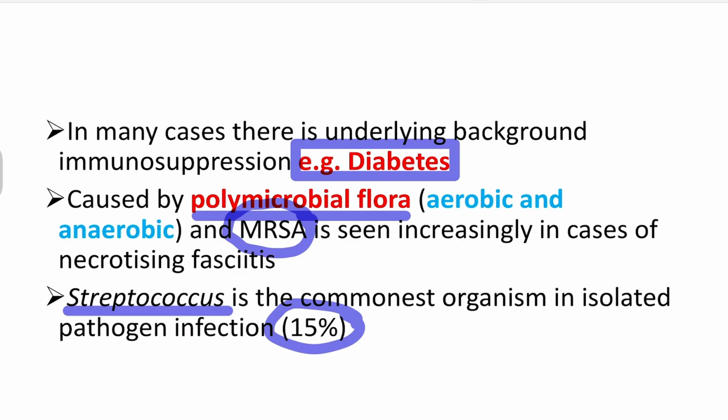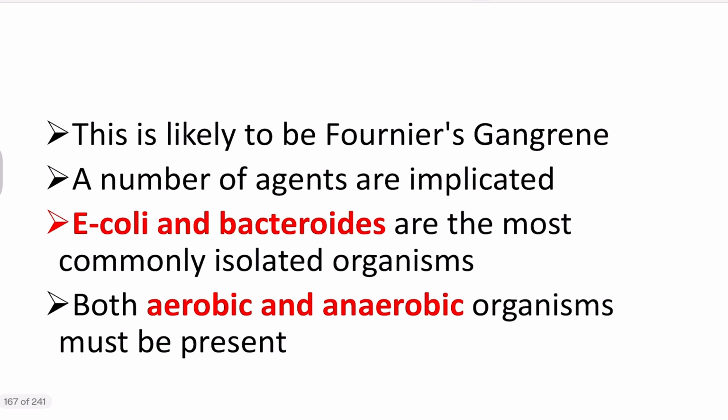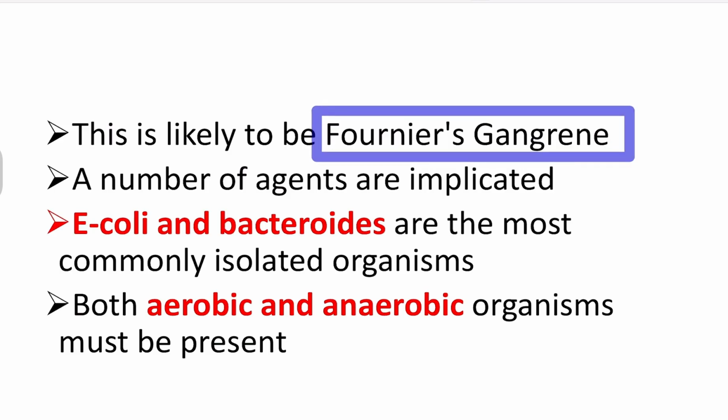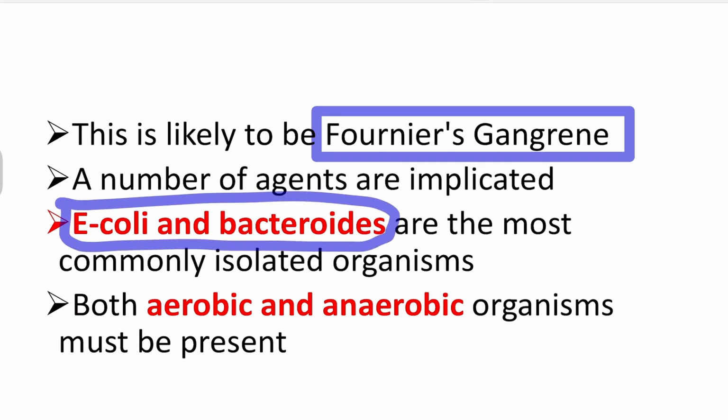So what is the most common organism? The most common organism is E. coli and bacteroides, but there may be MRSA, there may be Streptococci. So here this is Fournier's gangrene. That means there is necrosis present in the base of the scrotum and also in the perineum. And what is the most common pathogenic organism? It is E. coli and bacteroides.